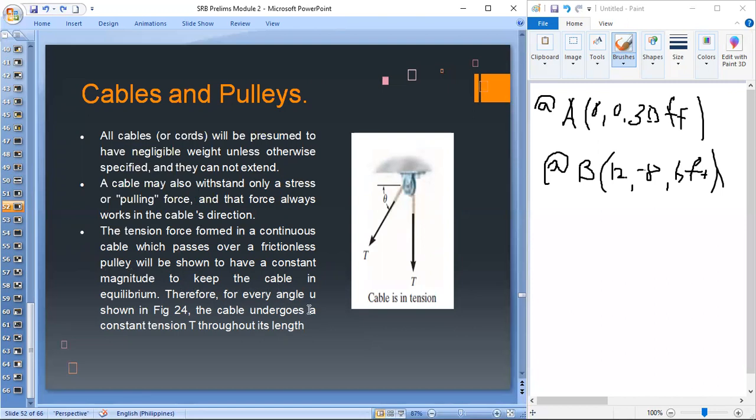So, therefore, for every angle mu shown in figure 24, the cable undergoes a constant tension throughout its length. So, tension throughout its length. Nangyayari yun sa cable mo. Okay?